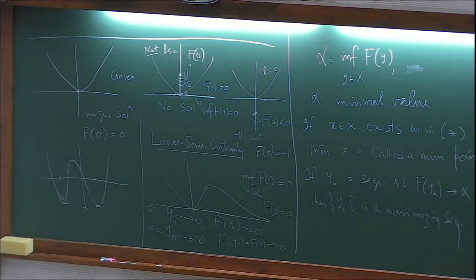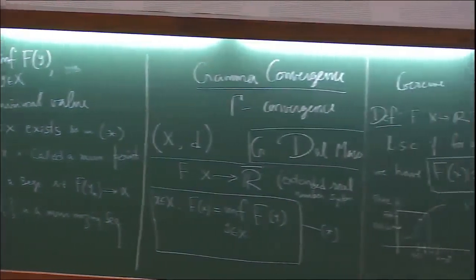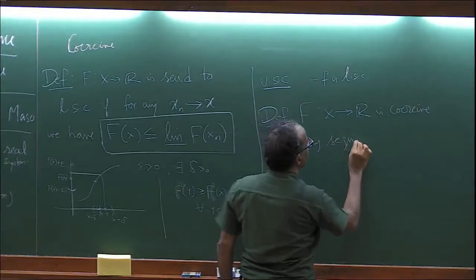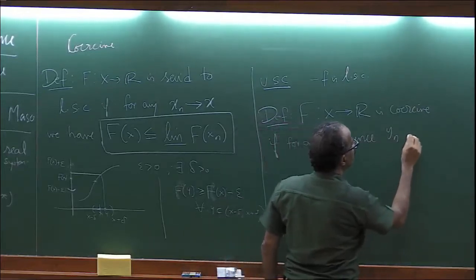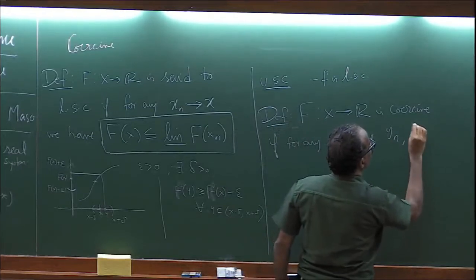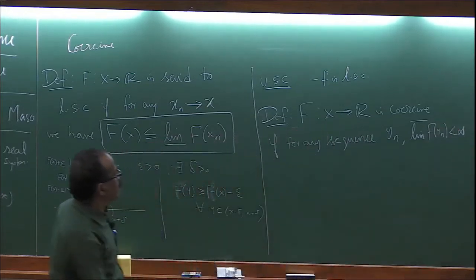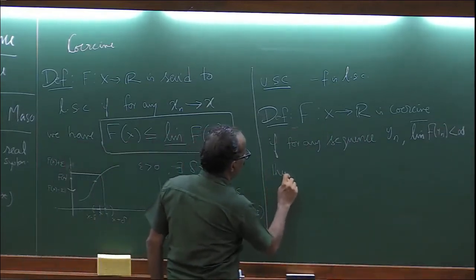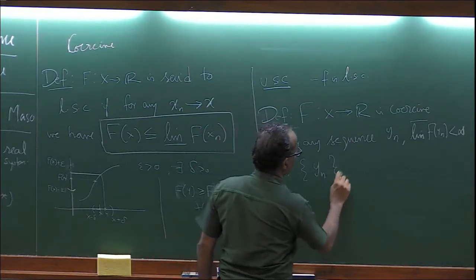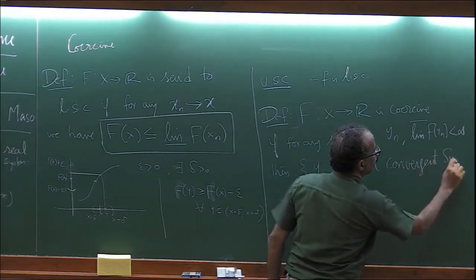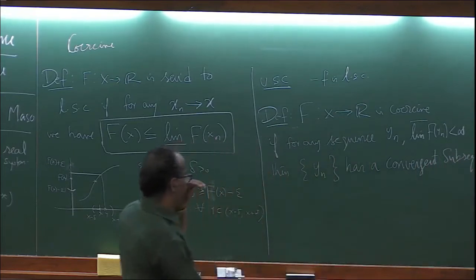Coercive. F from X to R is coercive if for any sequence yn, the upper limit of f of yn is finite. This is precisely writing what we want. It may not exist a limit, but then yn has a convergent subsequence. You are demanding the coercivity.